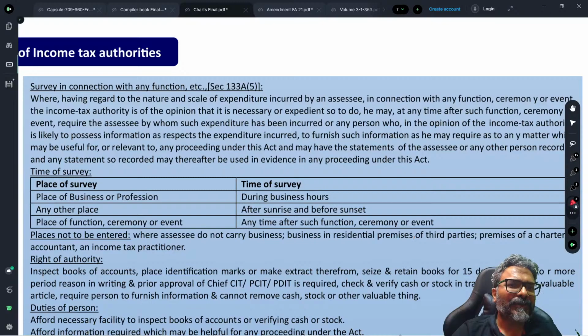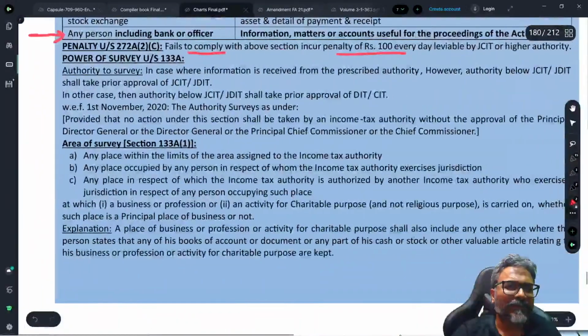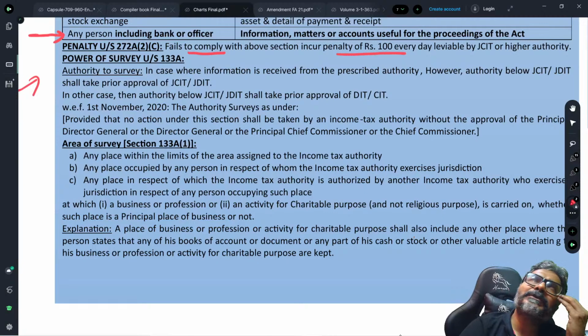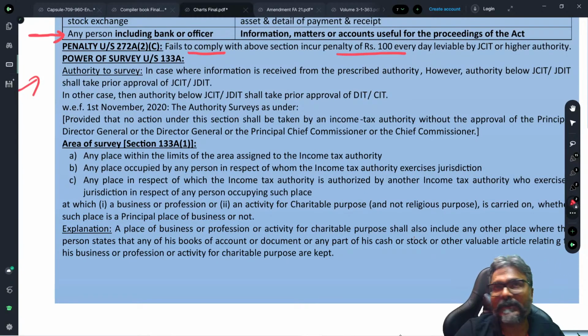Now the next section, students, that is there. What is the next section? It is about the survey. 133A. The next section, students, is about survey. Students, for the May 22 attempt, this survey and search is one of the most important sections. Is that clear to all of you?